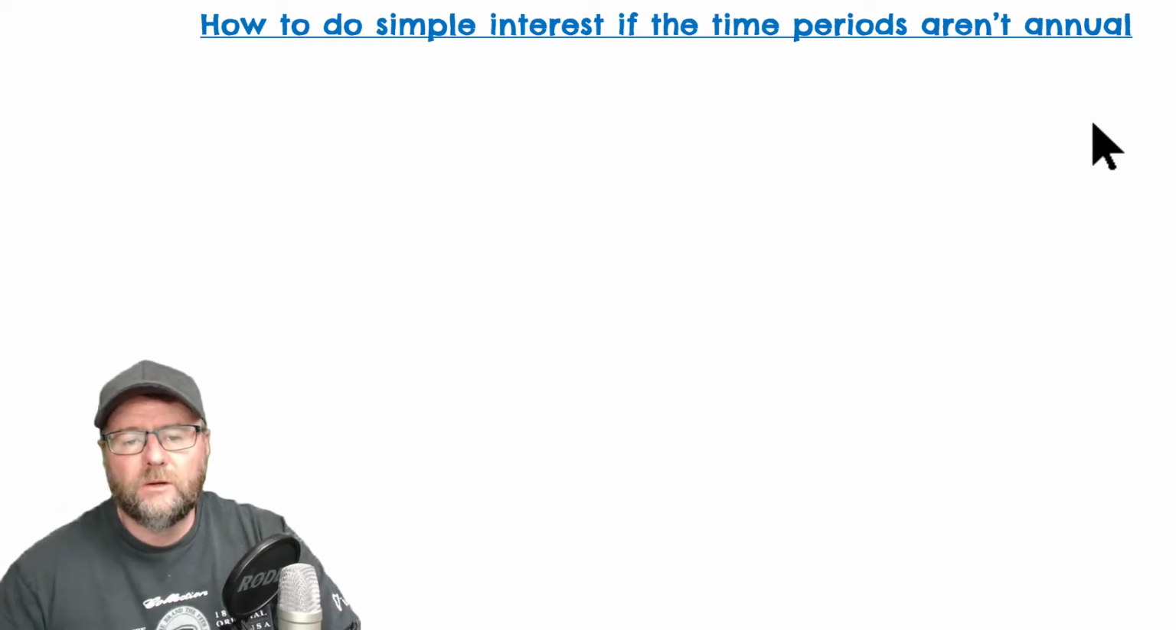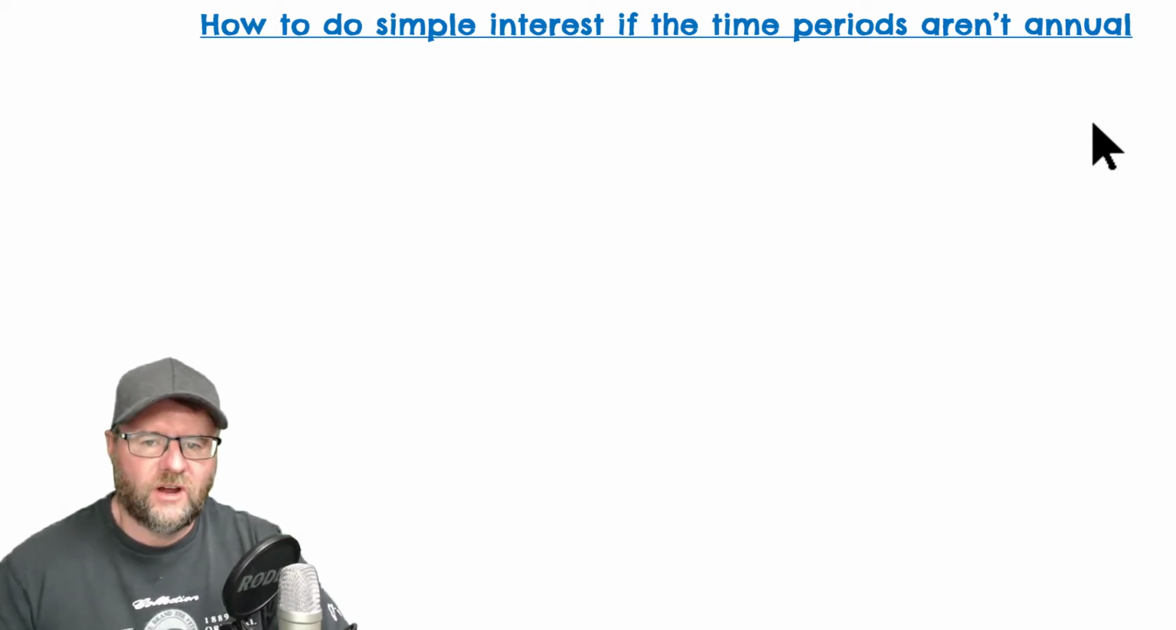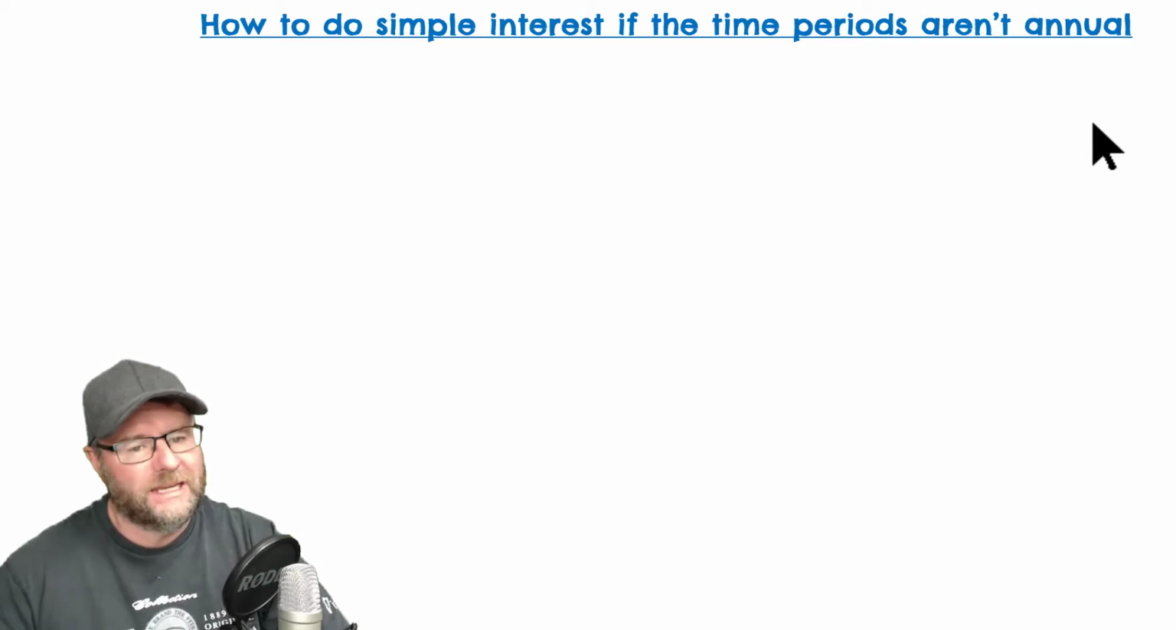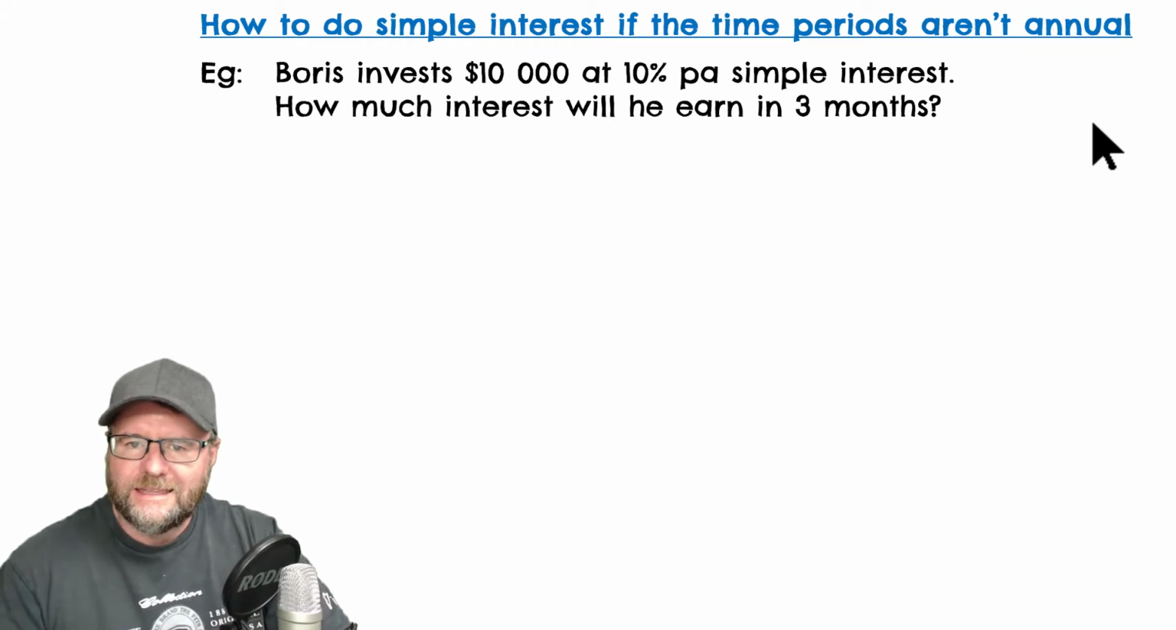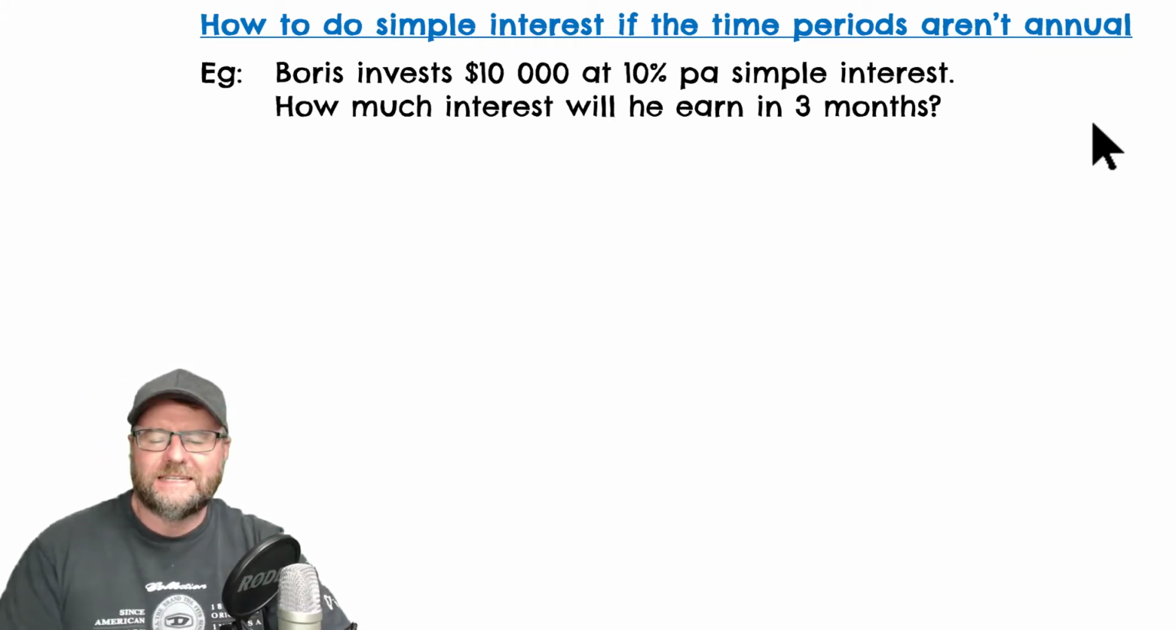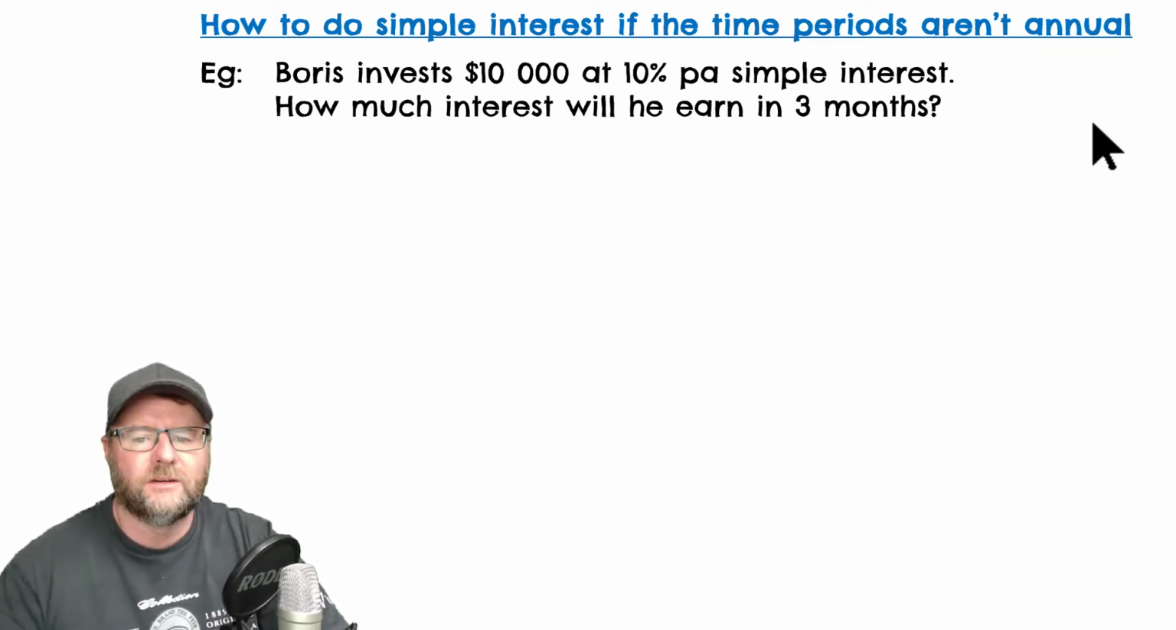Hey, in a previous video, we looked at how to use the simple interest triangle to solve simple interest problems. Now, I will link that video in the description, but what about questions where the interest is given to us as an annual rate, but the time periods aren't years? There's something like this. Boris invests $10,000 at 10% per annum, so per year interest. How much interest will he earn in 3 months?